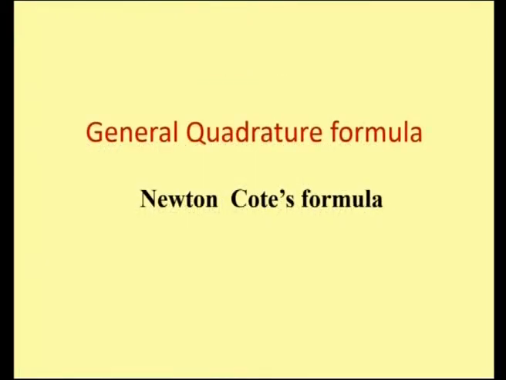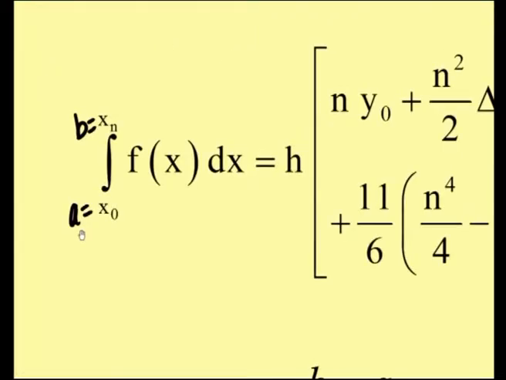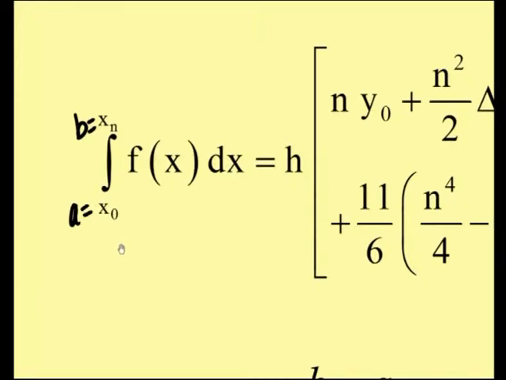First of all, a general quadrature formula for numerical integration is discussed, and from that the trapezoidal rule and Simpson's rule will be derived. So, the Newton-Cotes formula is the general quadrature formula for numerical integration. It is given by the integral from a equal to x naught to b equal to xn. That is, the given interval a, b is divided into n intervals, starting with a equal to x naught, then x1, x2, etc., up to the last point b equal to xn.